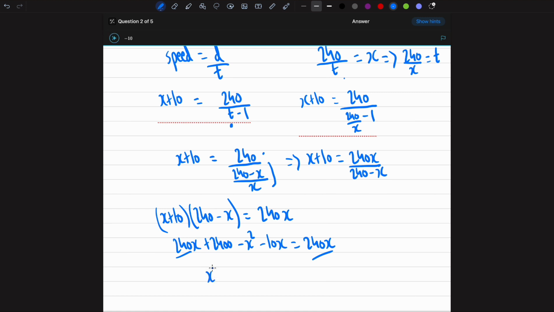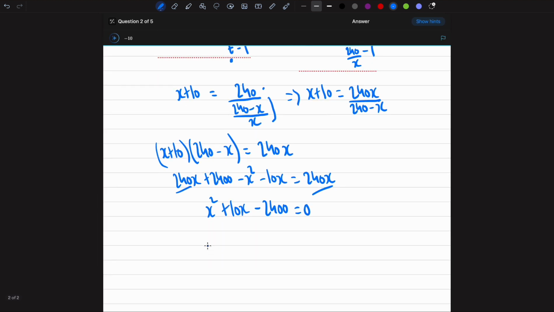So I have x squared, I'm bringing this to the other side. I have x squared plus 10x, because I'm bringing it to the other side, minus 2400 is equal to 0. And now we have a simple quadratic equation to solve. So now we have x is equal to minus b, so that's minus 10, plus or minus the square root of b squared, so that's 100, minus 4ac, so that's plus 4 times 2400, so that's 9600, divided by 2a, so that's just 2 right there.